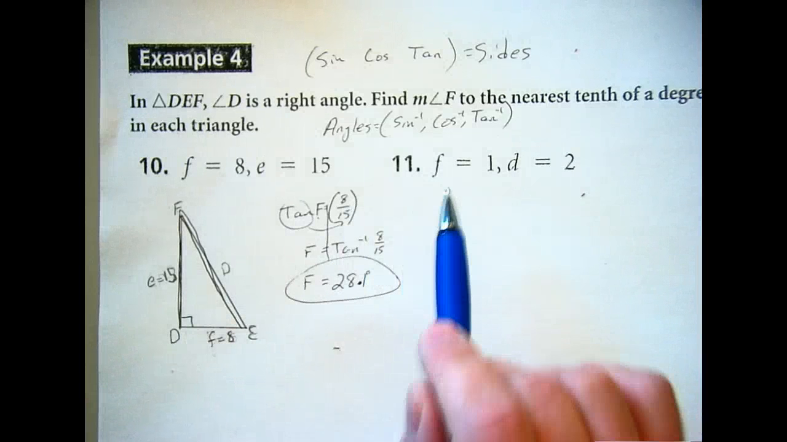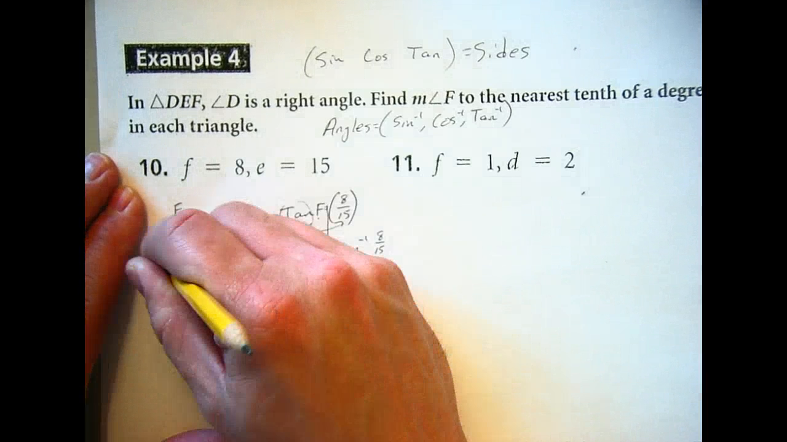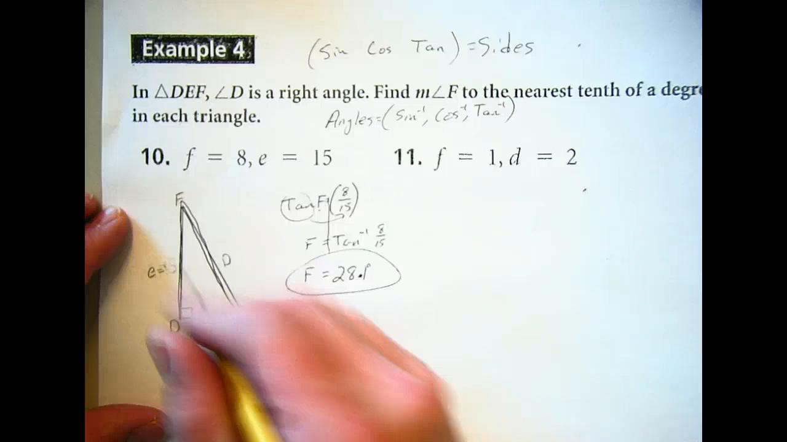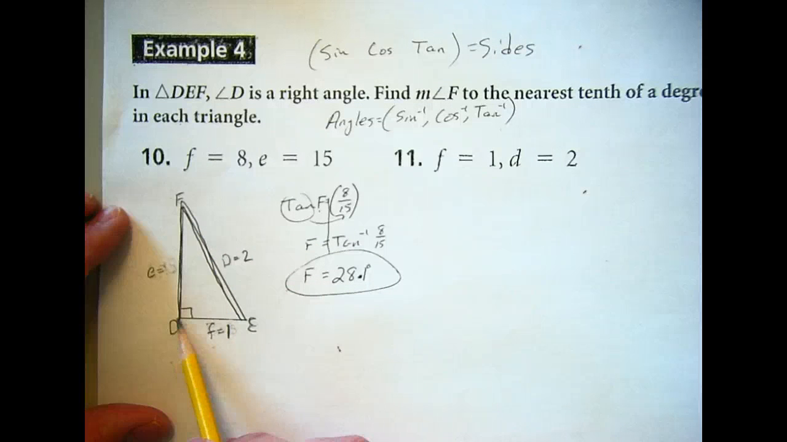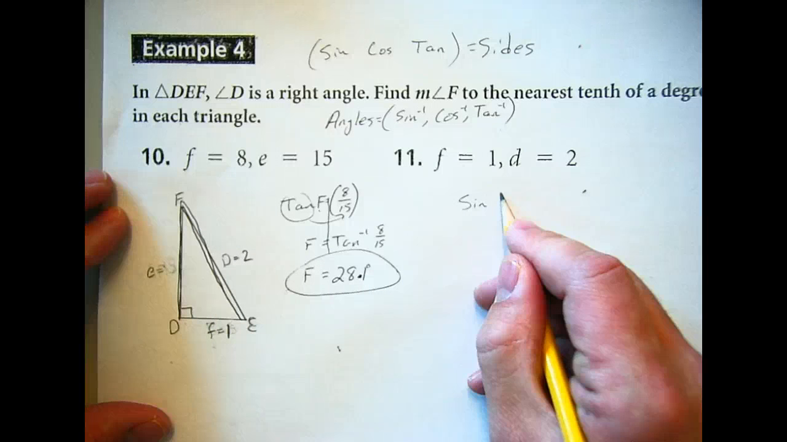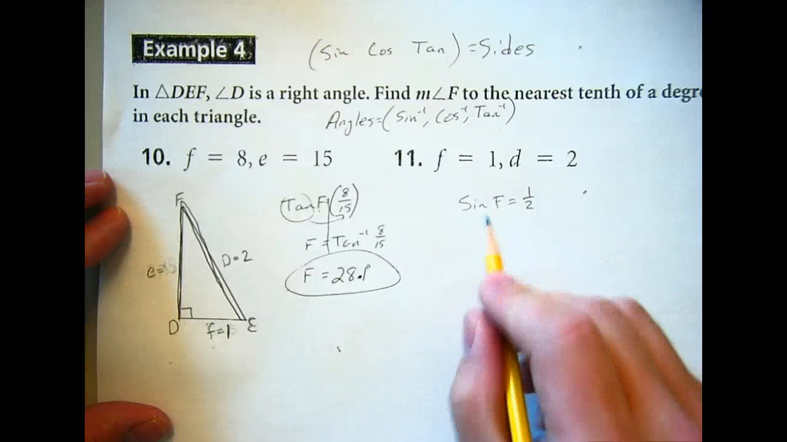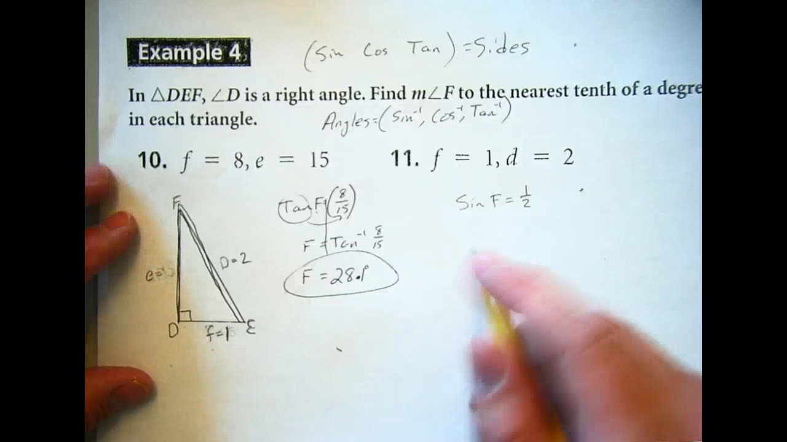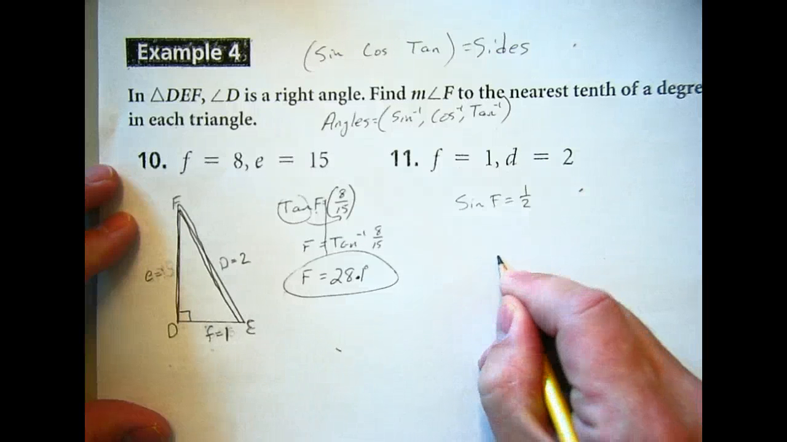I told you we weren't going to do number 11, but we're not going to spend a lot of time on it. I'm just going to change this for number 11. I'm going to call number 11 F is 1, and we now have D is 2. What are we using to find F? Inverse sine. Now, if we know sine of F is equal to 1 over 2, opposite over hypotenuse, where is sine equal to 1/2? Think of your unit circle. 30 degrees. Good. F is going to equal 30 degrees.